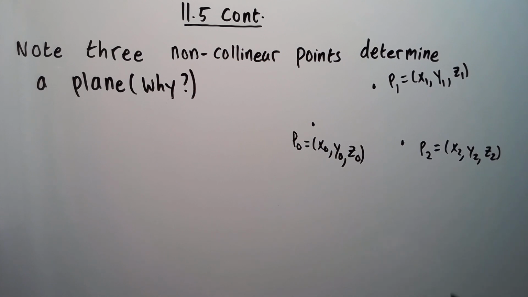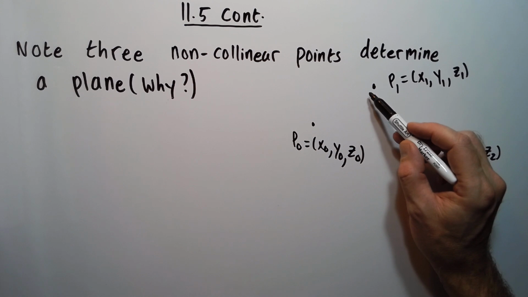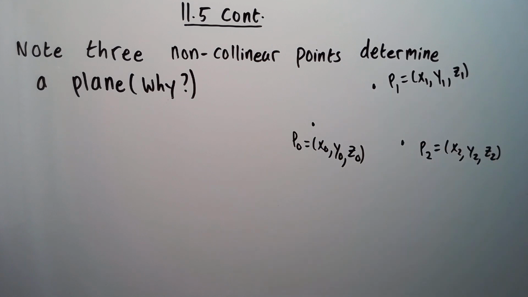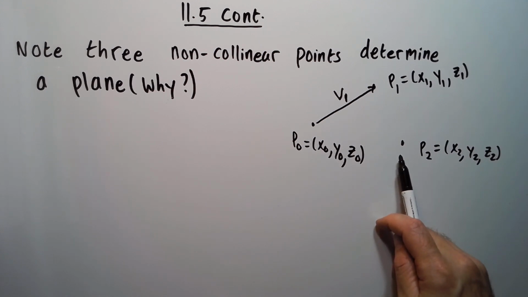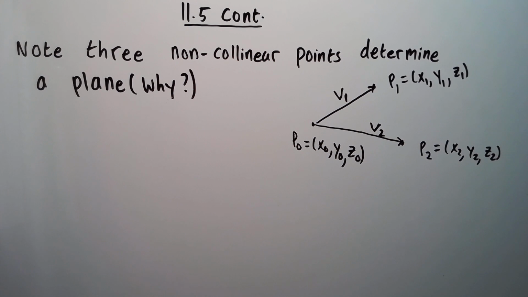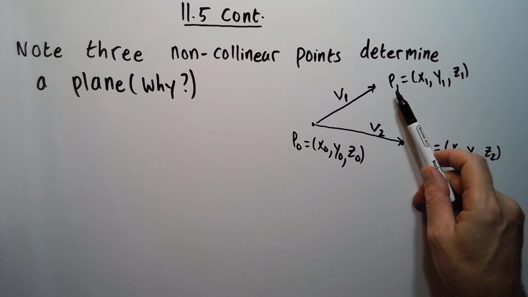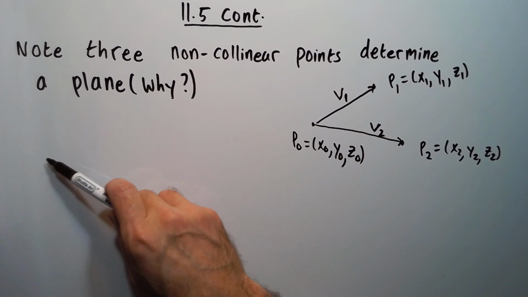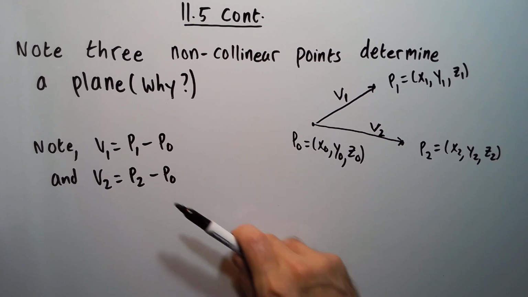So I'm going to define the vector from here to here. Call that V1. That's going to be P1 minus P0. So let's call that V1 here. And let's call the vector from P0 to P2 V2. So V2, let's have it here. As I mentioned, V1 is P1 minus P0, and V2 is P2 minus P0. So let me write that over here.